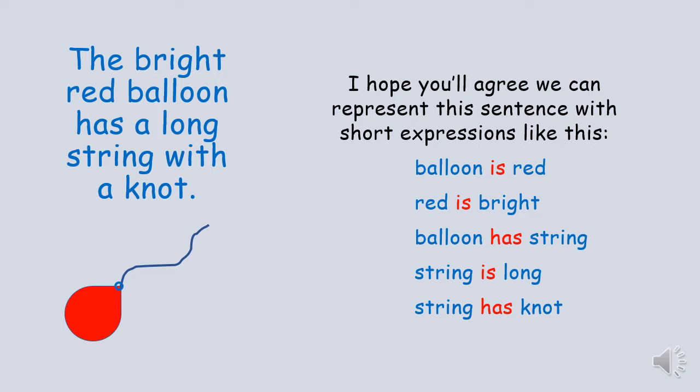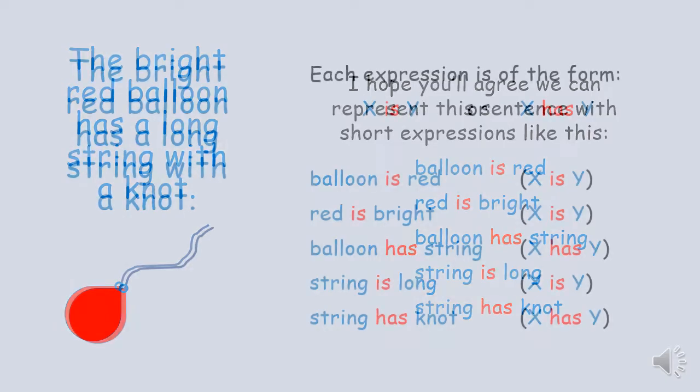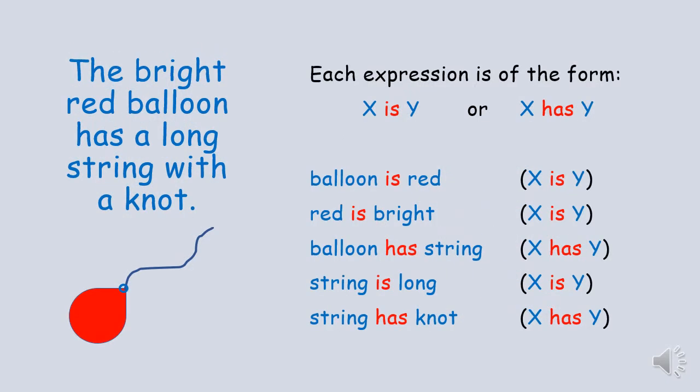Let's begin by looking at a simple sentence. The bright red balloon has a long string with a knot. I hope you'll agree we can represent this sentence with short expressions like this. Balloon is red, red is bright, balloon has string, string is long, string has knot. I hope you'll agree that each expression is of the form X is Y or X has Y.